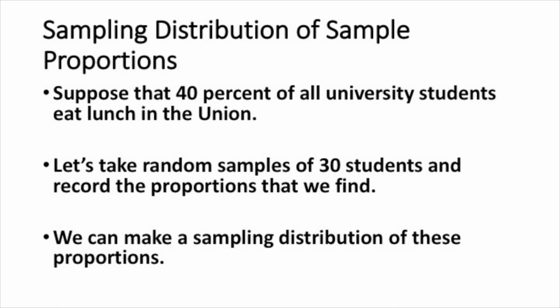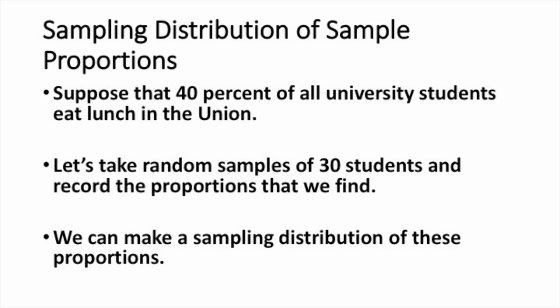But let's start with the assumption that 40% of all university students eat lunch in the union. Who could blame them? I mean, unions have nice food courts. They usually have salad bars and delis and all sorts of good stuff. So you can't blame students for wanting to eat their lunch in the union, but let's assume for now that it's 40% of all students. So we can take random samples out of the population of all university students, and we'll take samples of 30 students and record the proportions that we find.